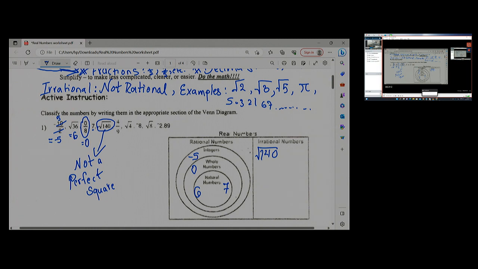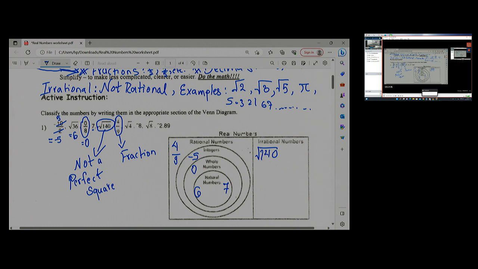Then next question is 4 over 9. What kind of number is this? It is a fraction. So what kind of number is a fraction? Rational or irrational? Rational. So we have 4 over 9 in the box of rational.